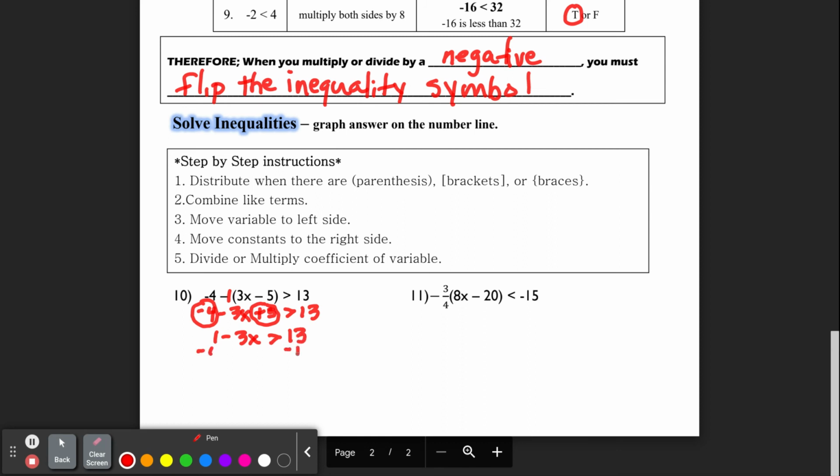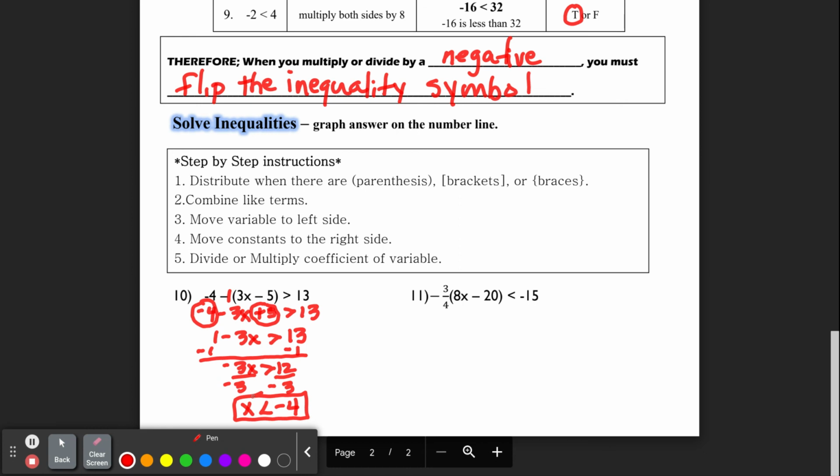Subtract 1 from both sides. So negative 3x is greater than 12. When you divide both sides by negative 3, we were told that when you multiply or divide on that last statement by a negative, you have to flip the inequality symbol from what it first started as. So instead of greater than, it's now going to become less than negative 4.